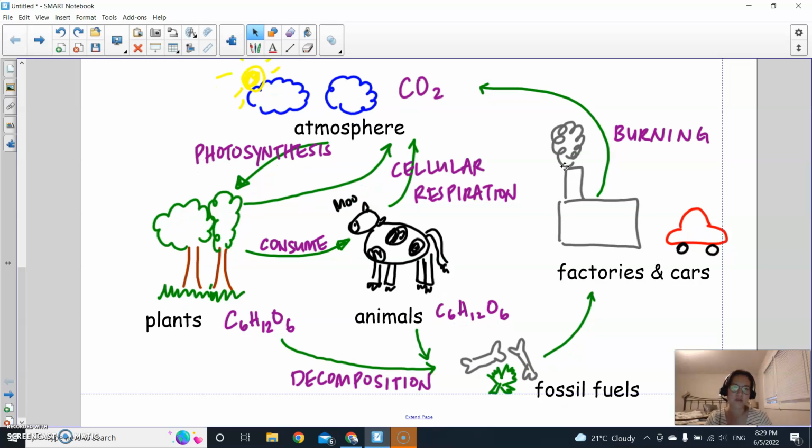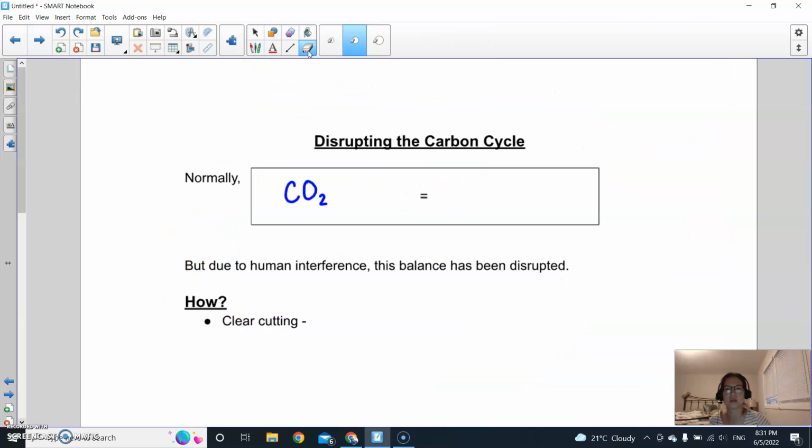So I know that this picture was maybe a bit challenging to copy, but I'm hoping that you were able to follow along and see how the carbon gets cycled in its different forms throughout the carbon cycle. Let's go on and do the back now. So everyone, please turn your papers.